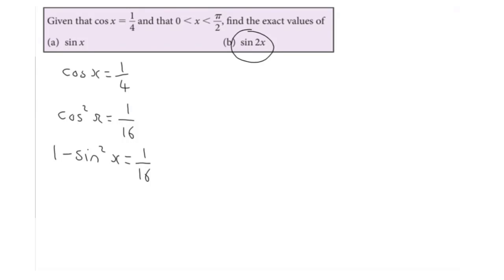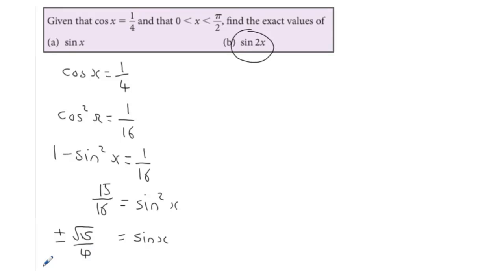Okay, the next step, make sine squared x the subject. So sine squared x is going to be 1 minus 1/16, which is 16/16 minus 1/16, so it's 15/16. So sine x is going to be the square root of that. Sine x is going to be plus or minus the square root of 15/16, so that will be root 15/4. So square root of 15 over the square root of 16.